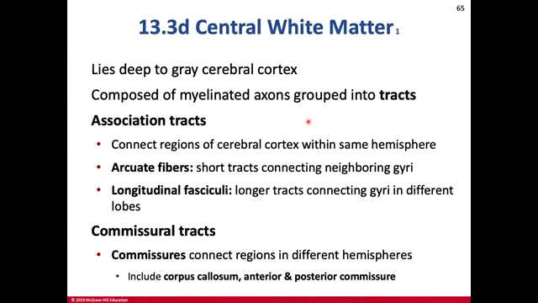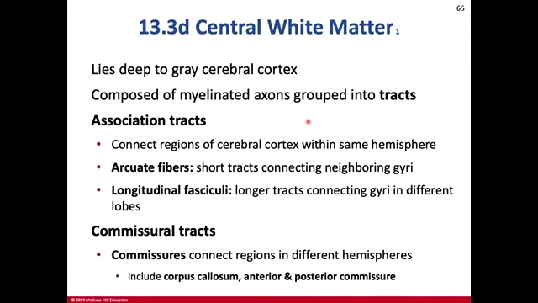Now the white matter, as we already discussed, is involved in moving information in the central nervous system from one location to another. It's deep to the cerebral cortex and is composed of association, commissural, and projection tracts, right? The association tracts are in one or the other hemisphere, and they move information from one lobe in a hemisphere to another lobe, or within a lobe to another location in that same lobe, right?